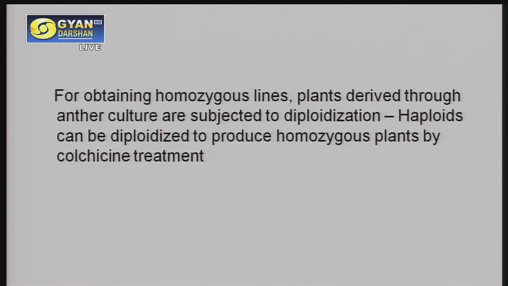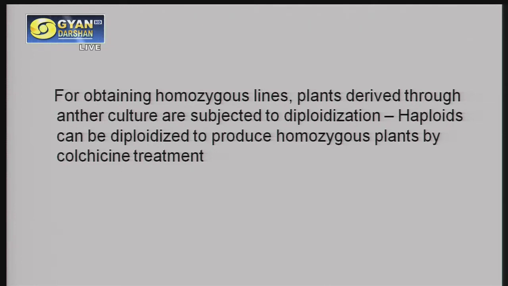For obtaining homozygous lines, the plants derived through anther culture are subjected to diploidization. That is, if you culture the anther, it is the pollen grain which is developing into a plantlet. But the plants which are generated from the pollen grains are haploid, so they need to be diploidized, and for that you need to treat them with colchicine, and then you get the homozygous plants. So that is the utility of generating the haploid plant through pollen culture or anther culture.